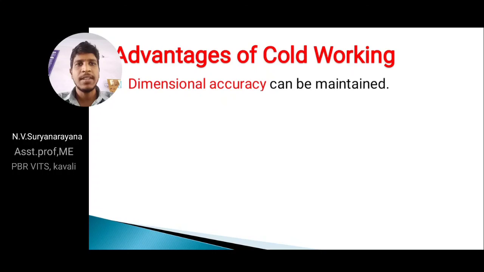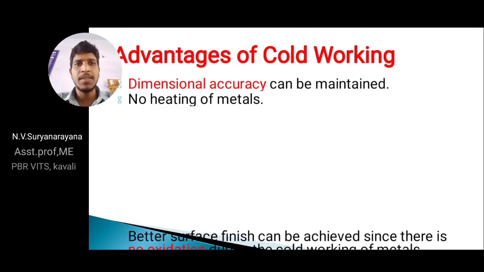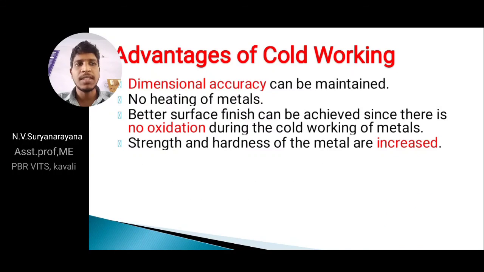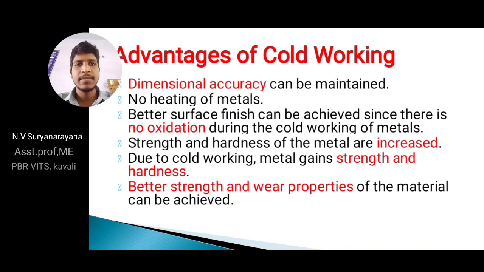Advantages of cold working. In the hot working process, dimensional accuracy is very low, but in the cold working process, dimensional accuracy is very well maintained. There is no heating of metals, that means the process is at room temperature. Better surface finish can be achieved since there is no oxidation, because we are not heating the metal. Strength and hardness of metals increase. Better strength and wear properties of metals can be achieved.